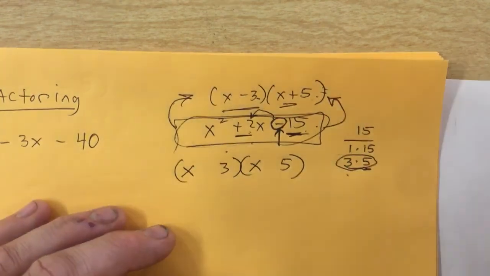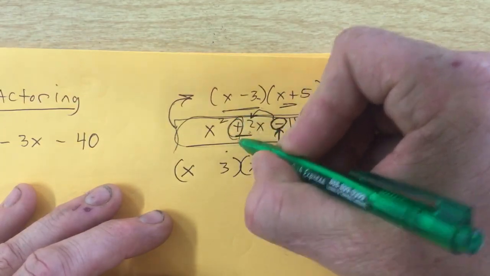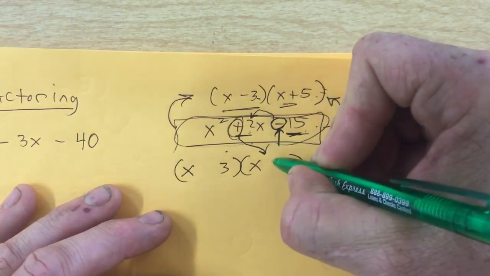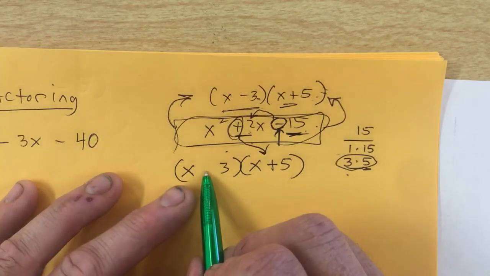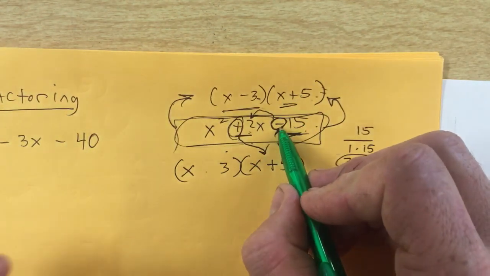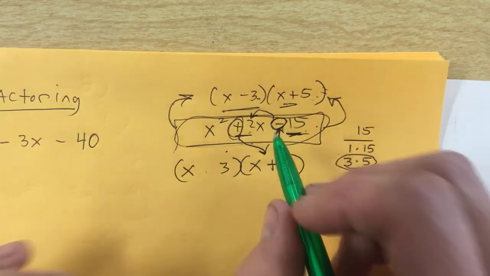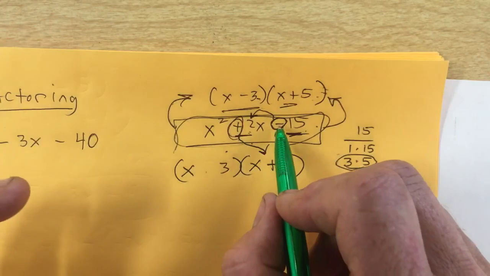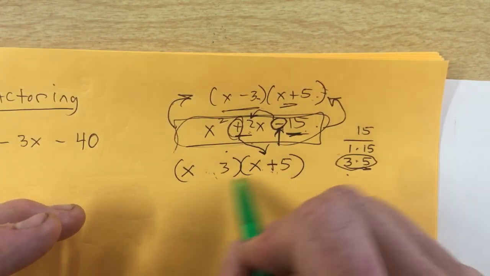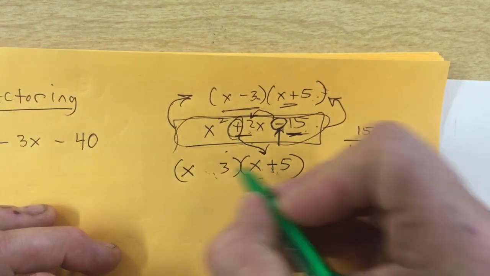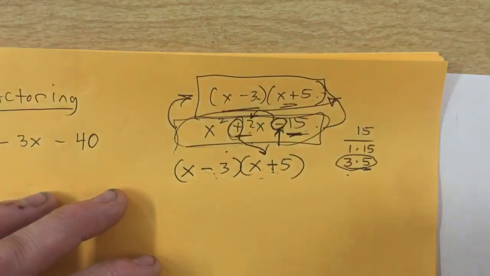Okay, now I'm almost done. I got to put my signs in. Well, this sign right here in the middle always goes to the big number. Okay, now what's this sign here? Well, I look at the last one. Now pay attention on this. This last sign tells me if the signs are the same or if they're opposites. This last sign being a negative tells me that these signs have to be opposites. So that means since this is a plus already, that has to be a minus. And see, there's my factors.